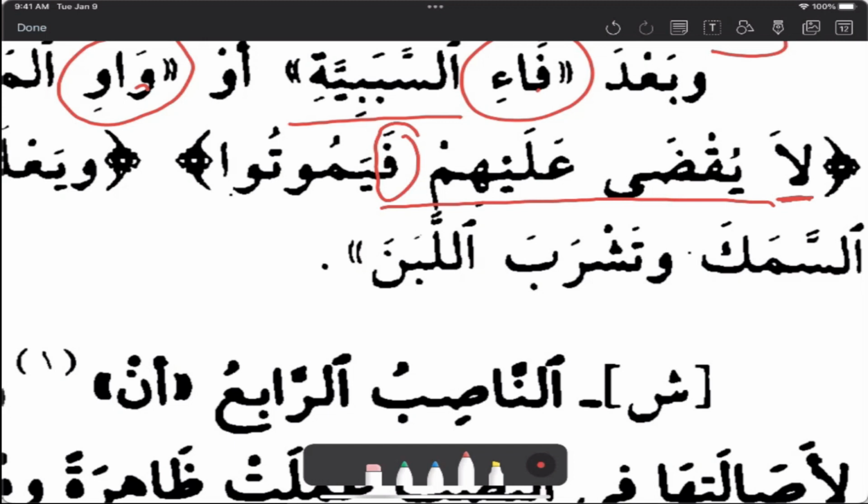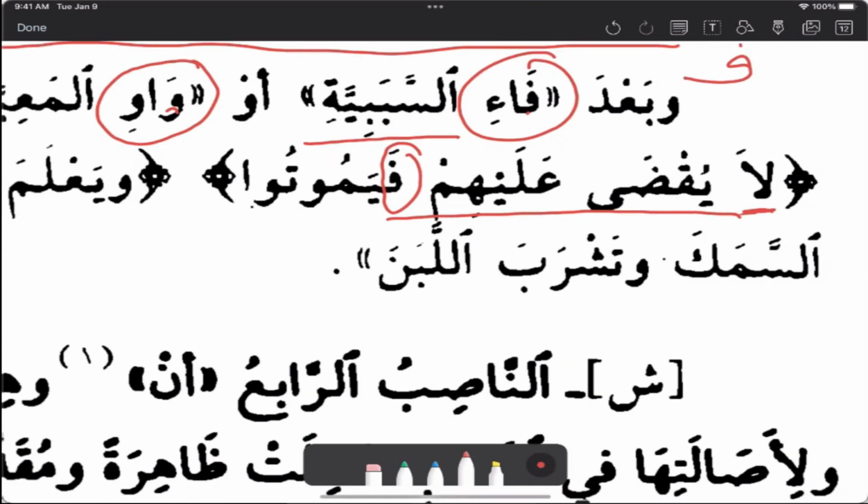فَيَمُوتُ. So this is fa'u sababiyah. It comes with the meaning of consequence. It came here after a pure negation, a mere negation. So then the meaning is فَأَنْ يَمُوتُوا لَا يُقْضَى عَلَيْهِمْ فَأَنْ يَمُوتُوا. You can't say the N, you have to hide it.